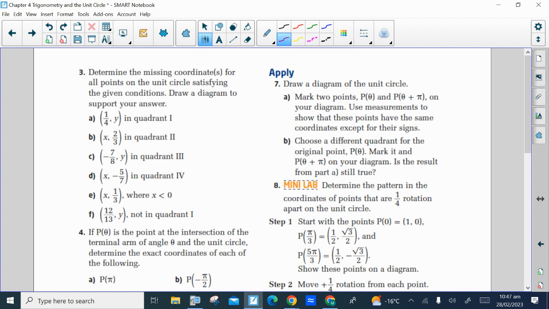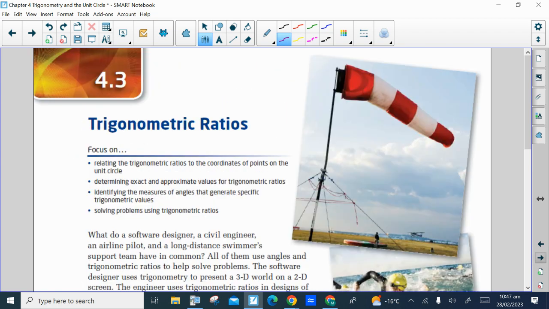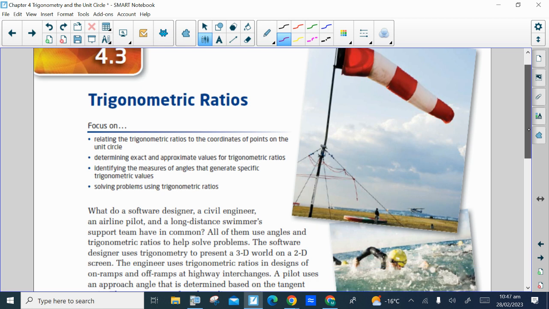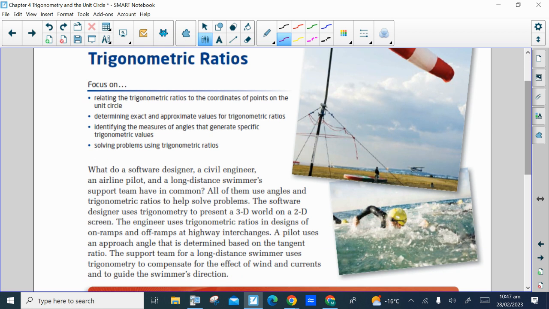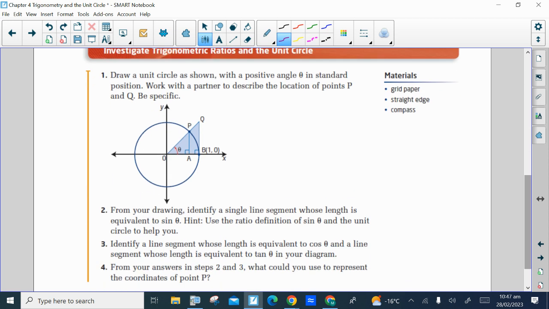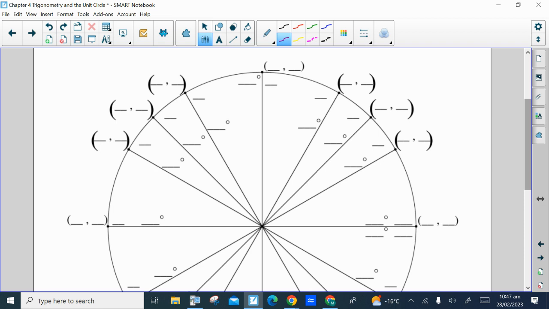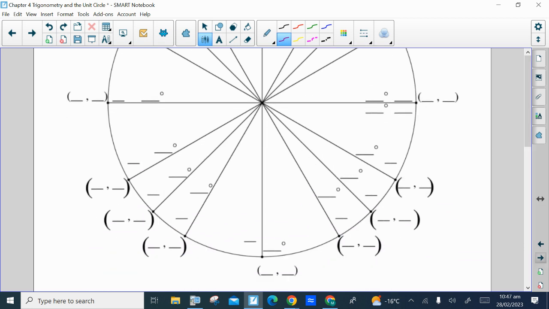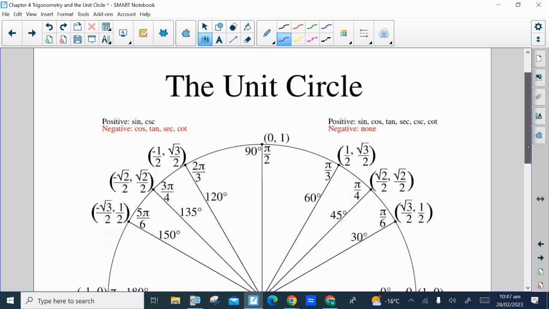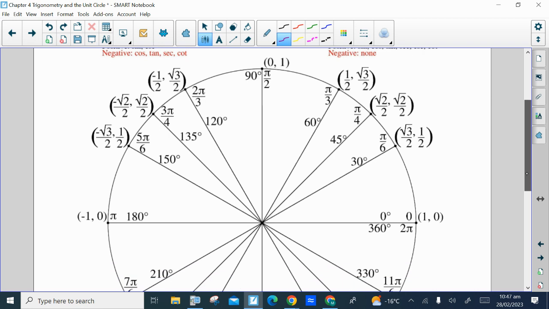Okay, let's keep going here. The only thing different that we're going to do now is introduce what are known as the reciprocal ratios. Our primary ratios are our sine, cosine, tangent, right? Each of these has what's known as a reciprocal ratio. But let's start once again by labeling this unit circle, which, on the next page, we've got the complete unit circle. So we've only done the first quadrant, right?